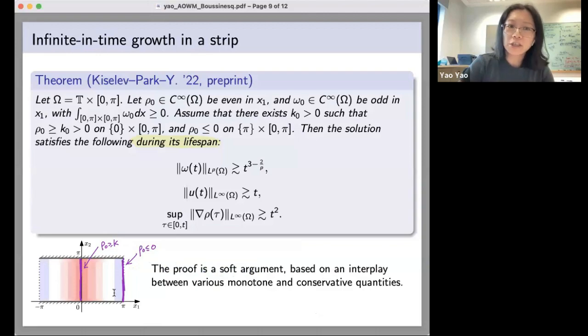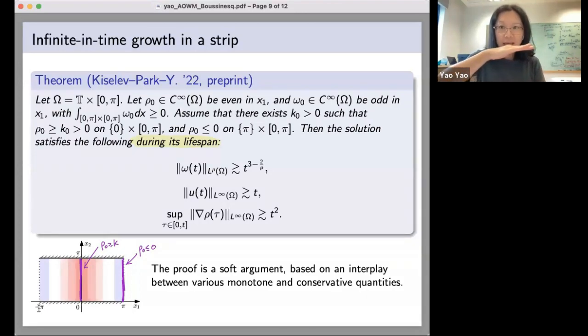So with Sasha and Jaemin, we wanted to see whether there is any shorter and more intuitive idea for us to maybe not get a finite time blow-up, but at least get some kind of infinite in time growth. Okay, and then our result is as follows.